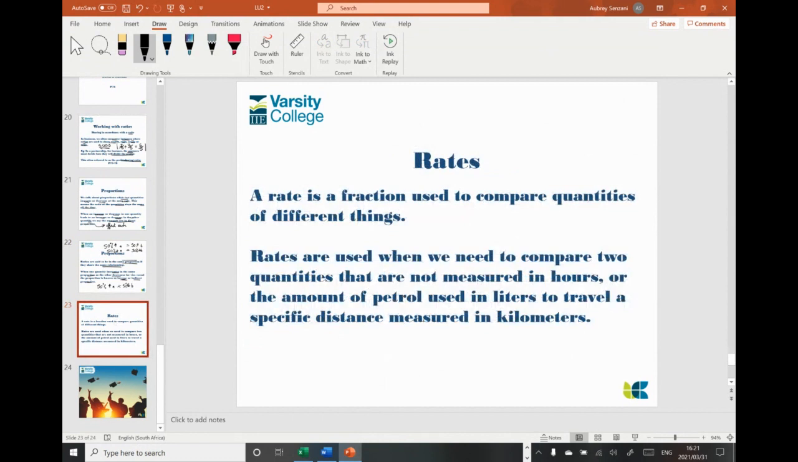Then finally here they're talking about rates. A rate is a fraction used to compare quantities of different things.